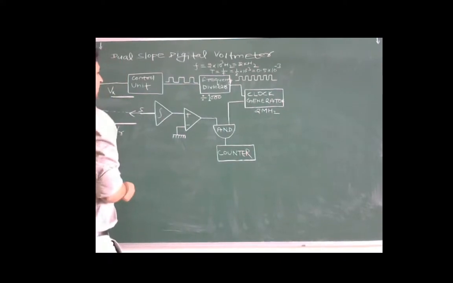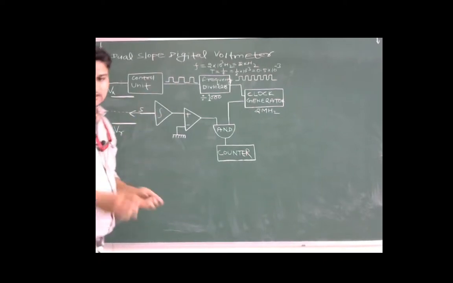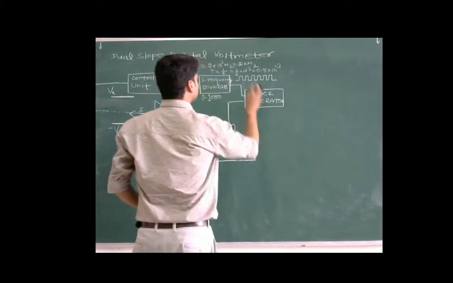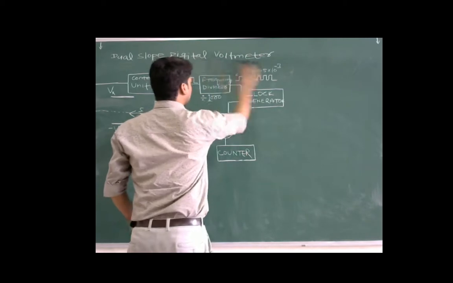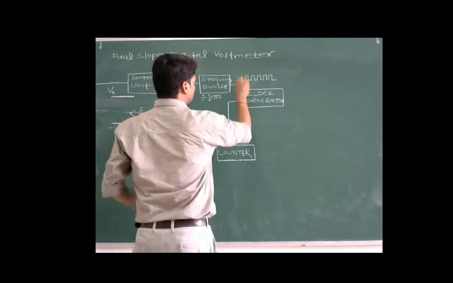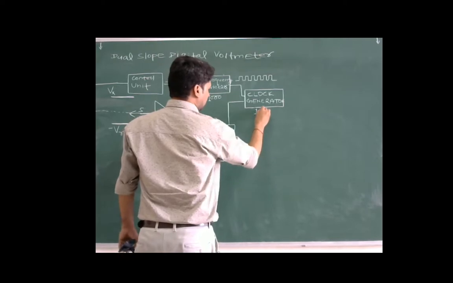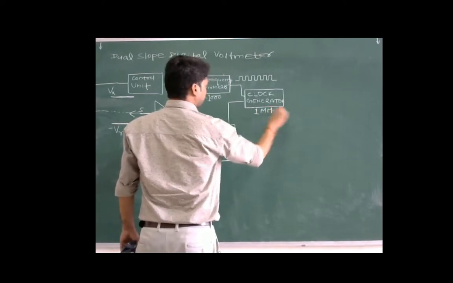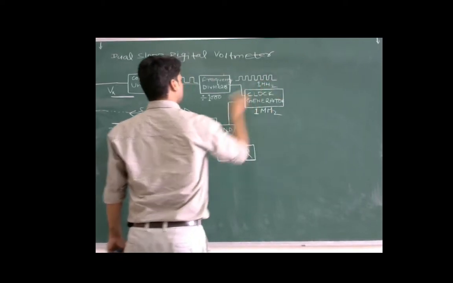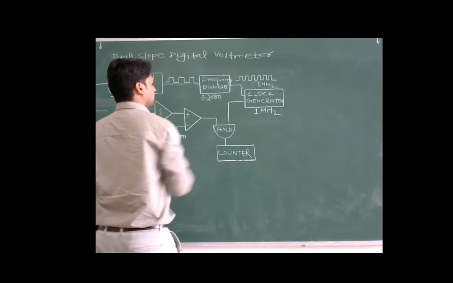So the time period of this clock will be, let me make this simpler so that the understanding will be easy. Suppose the frequency of this clock generator is 1 megahertz, means the frequency of this signal is 1 megahertz, and this clock generator divides the input frequency by 2000.